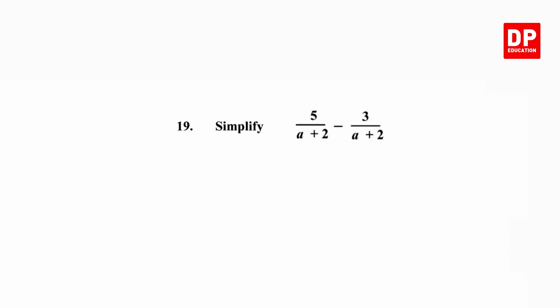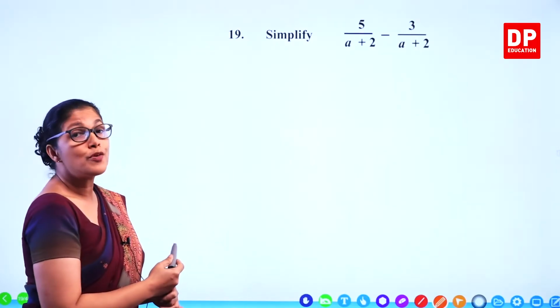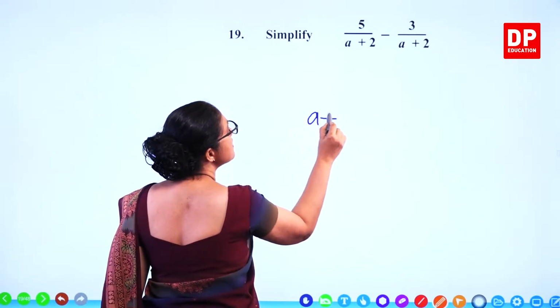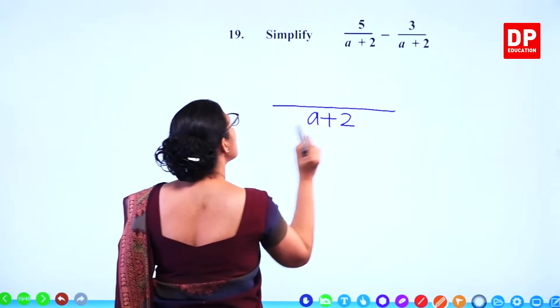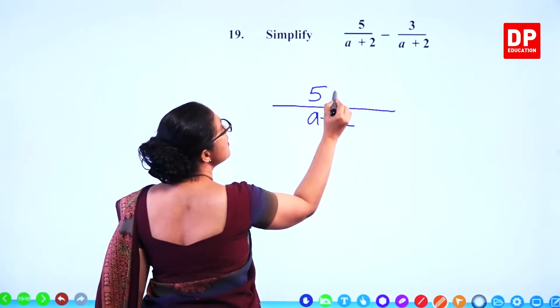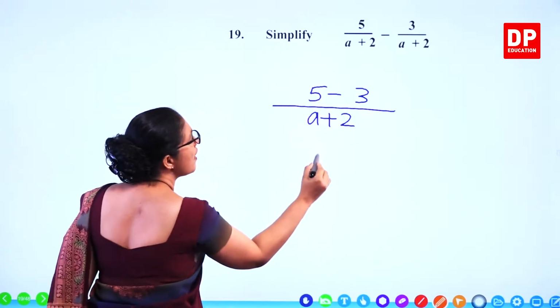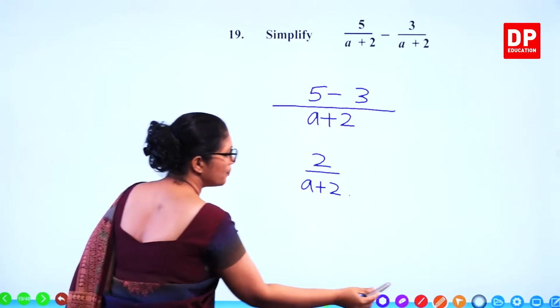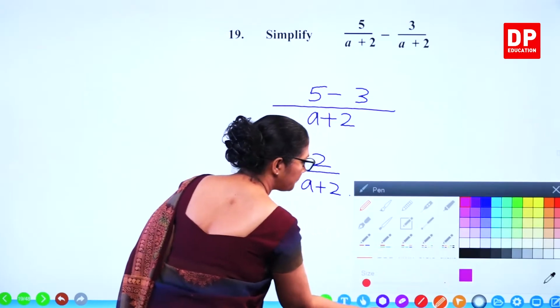Question number 19. Simplify. These are algebraic fractions with the same denominator. So that means we can subtract or add the numerators. So here subtraction, 5 minus 3. So 5 minus 3 is 2. 2 over a plus 2. So 2 marks for that.